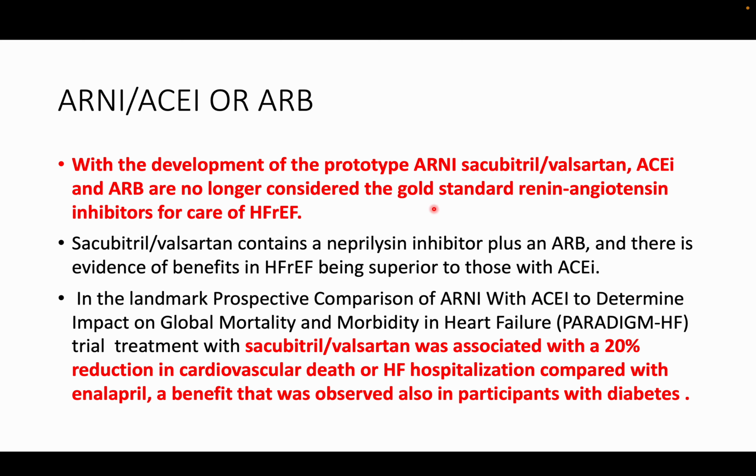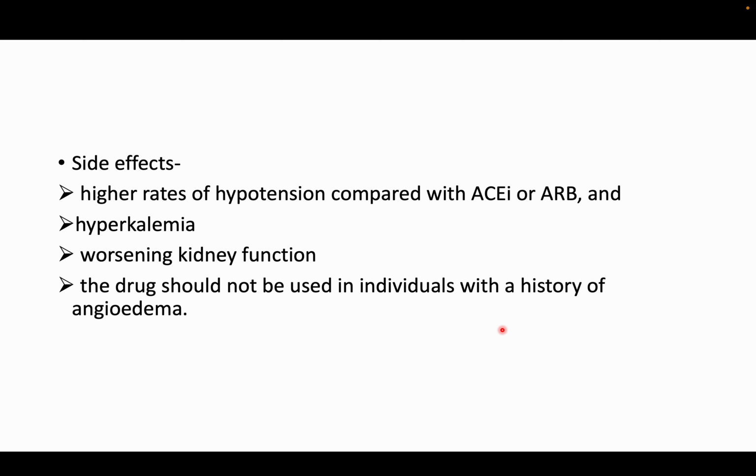Generally, an ACE inhibitor or ARB itself can decrease cardiovascular mortality by around 18 to 19%. So it added a benefit of 20% more. So around 39 to 40% improvement is there in heart failure mortality and cardiovascular death with sacubitril valsartan, that is ARNI, when compared with only 20% seen with ACE inhibitors or ARBs.